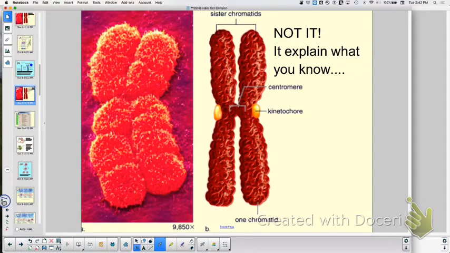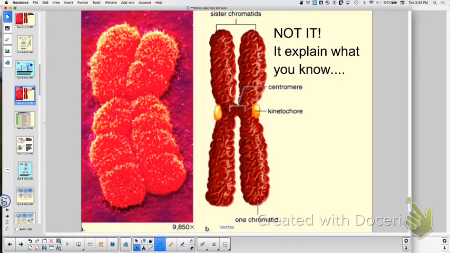Now, one might say blonde hair, one might say brown hair, but they're both coding for hair. That's why they're called a homologous pair of chromosomes. The sequence of genes on them is exactly the same. The variety, the alleles, those could be different.